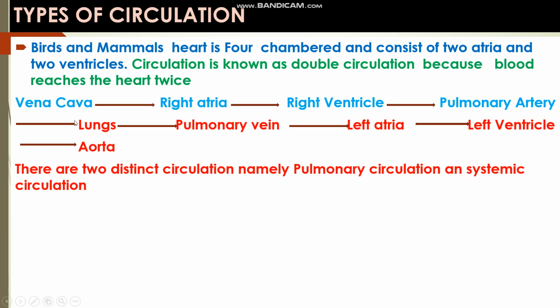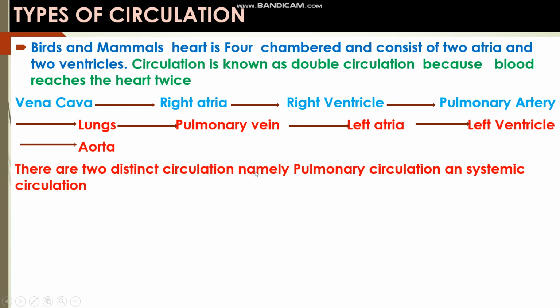So how circulation is taking place in birds and mammals? Vena cava will bring deoxygenated blood from different parts of the body into the right atria. The blood then flows from the atria into the right ventricle. The right ventricle will then pump the blood into the pulmonary artery. The pulmonary artery will take that blood to the lungs for oxygenation. The oxygenated blood is then taken back to the heart by the pulmonary vein. Now the oxygenated blood that enters the left atria moves into the left ventricle. The left ventricle will pump the blood into the aorta. The aorta will carry the blood to different parts of the body, and the deoxygenated blood is carried by the vena cava into the right atria.